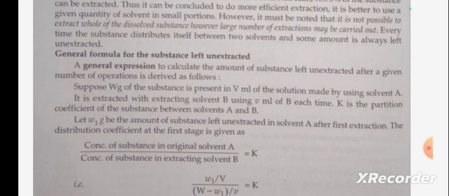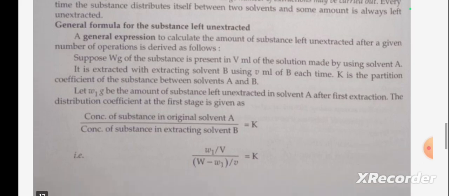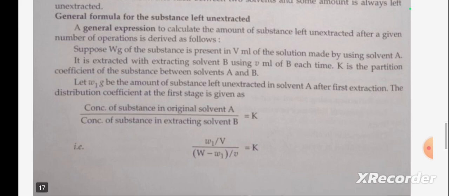Every time, the substance distributes itself between two solvents and some amount is left. General formula for substance left: a general expression to calculate the amount of substance left unextracted after a given number of operations is derived.